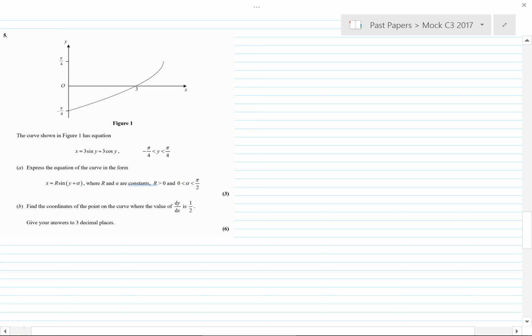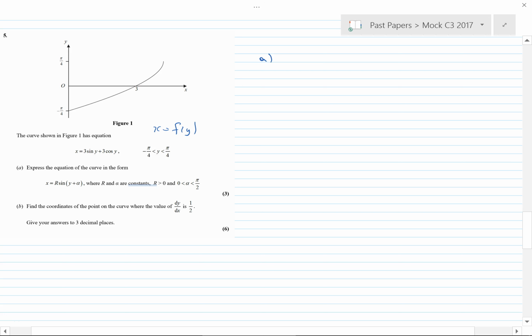So moving on to question 5 of the C3 paper, it's January 14 International from Edexcel. Here we've got a curve expressed in the way x is a function of y rather than the other way around, which is more usual. So that caused a bit of difficulty. First bit's a pretty standard R formula thing, but I think the swapping of x and y did confuse a few people.